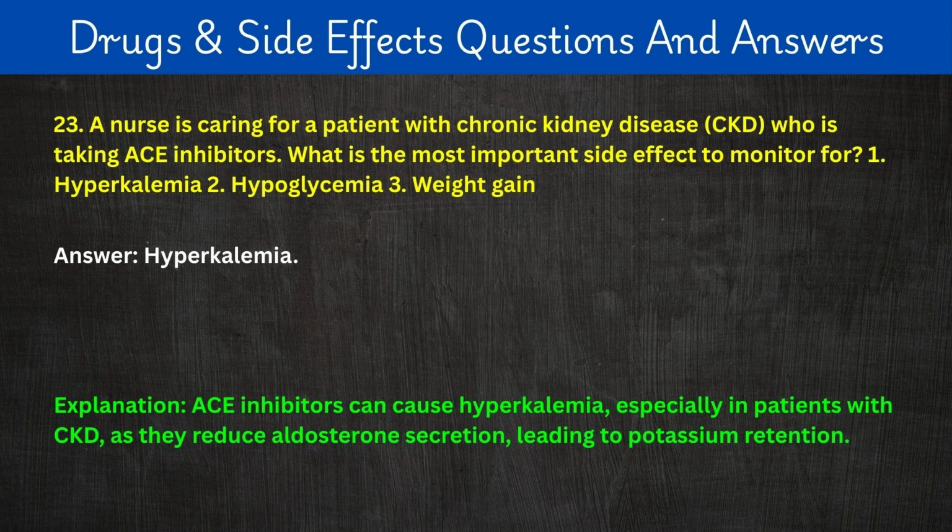23. A nurse is caring for a patient with chronic kidney disease, CKD, who is taking ACE inhibitors. What is the most important side effect to monitor for? 1. Hyperkalemia. 2. Hypoglycemia. 3. Weight gain. Answer: hyperkalemia. Explanation: ACE inhibitors can cause hyperkalemia, especially in patients with CKD, as they reduce aldosterone secretion, leading to potassium retention.